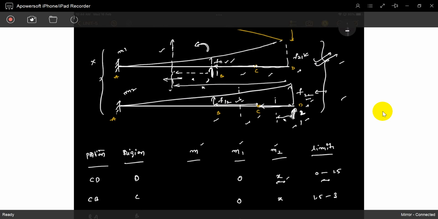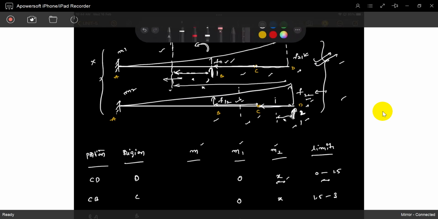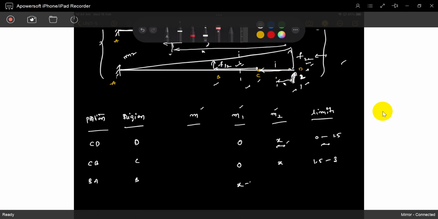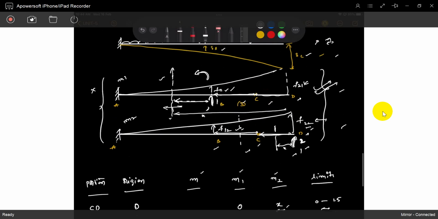1 into X minus 3, are understood? What is this? This distance is x minus this 3. This is the 3, so x minus 3. Here, if you take this as the x, here also you take this as x. If you apply a bending moment at B and A also, if you take this as x, you can directly take it as x.